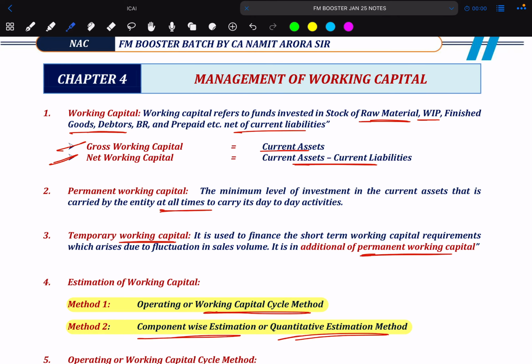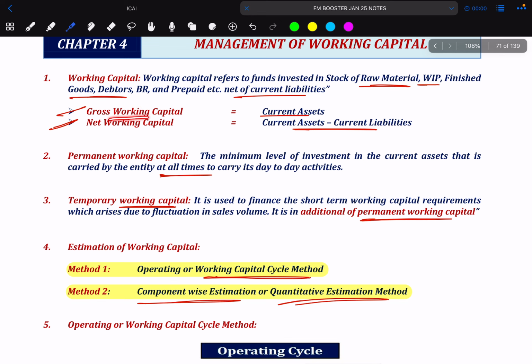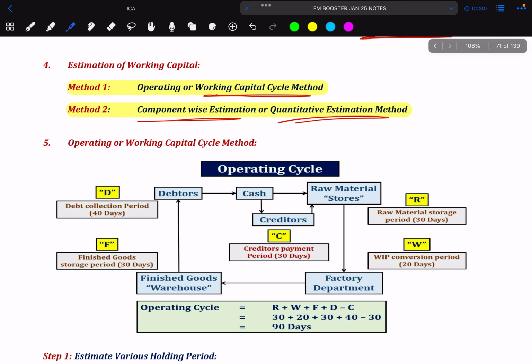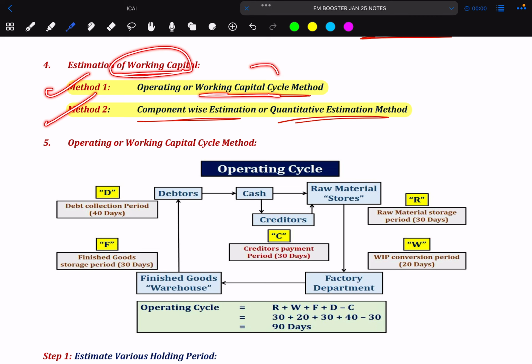This is Romit again and we are going to learn the working capital management concept. Okay, so first, gross working capital is just current assets, and net working capital is current assets minus current liability. Okay, this is a simple thing. And to find out working capital, there are two methods. The first one is the working capital cycle method, the other one is the component-wise or the quantitative estimation method.